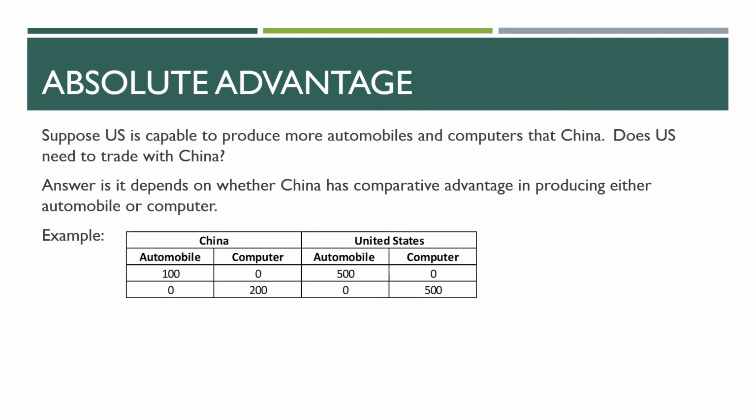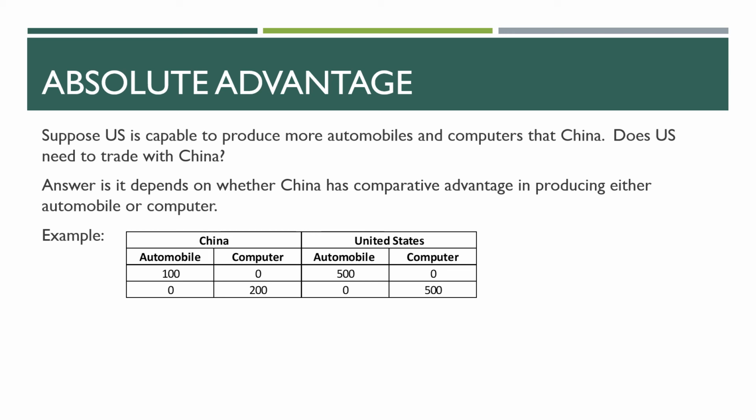the United States can maximally produce 500 units of automobiles or a maximum of 500 units of computers, compared to China, which can maximally produce 100 units of automobiles or a maximum of 200 units of computers. Most people think that the United States is superior in production, so they don't need to trade with China. However, again, what we studied earlier is not based on absolute advantage.